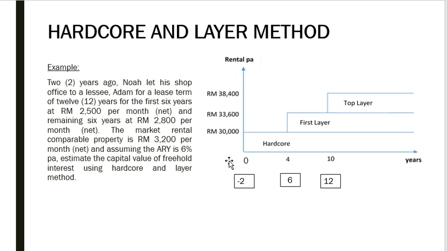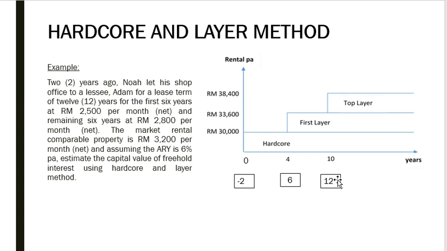Next we have to look at the years. For the years, we must make sure that here will be 0 because we are doing the valuation now. This question says 2 years ago, so we put at the bottom here -2, because 2 years have passed. So it is supposed to be the first 6 years and then another 6 years, and after 12 years it will go back to the reversion.